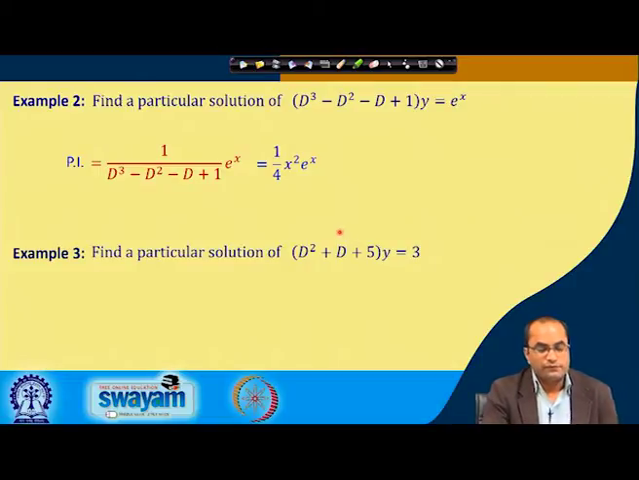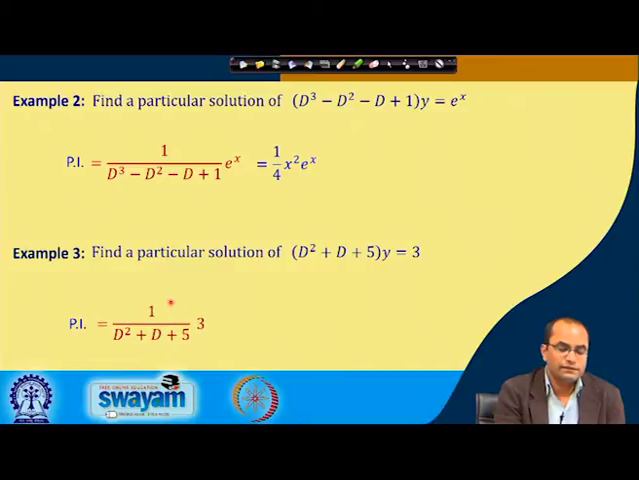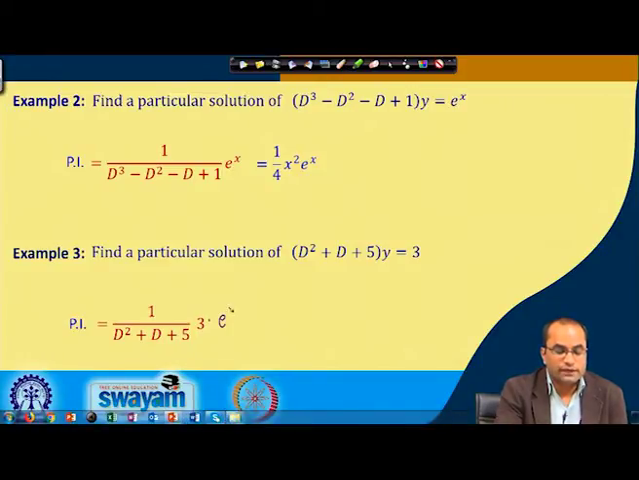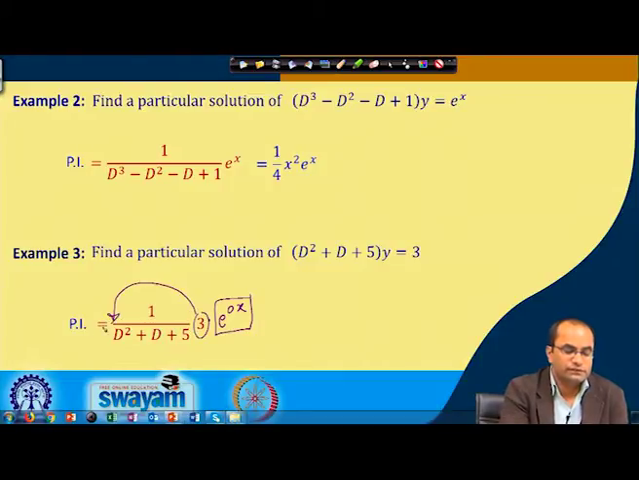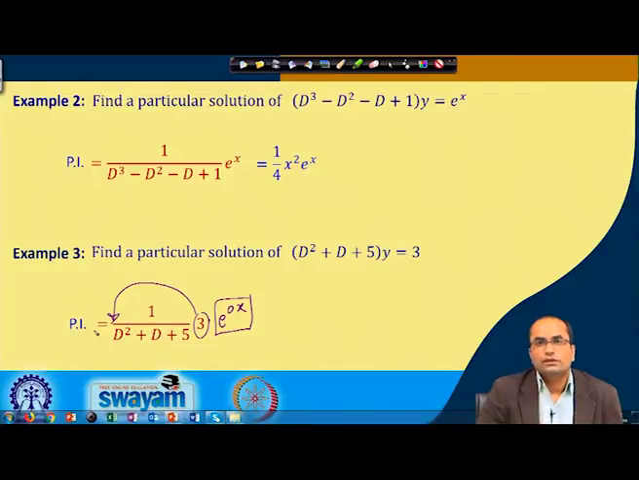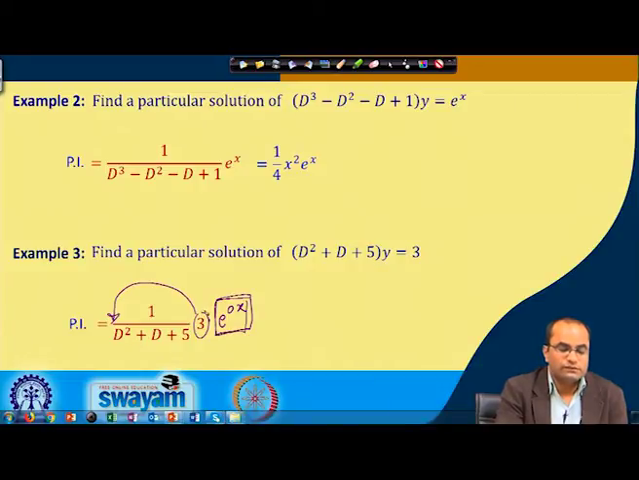In the next problem, this is the last for today, we have d square plus d plus 5 y is equal to 3. The idea here is that this particular integral will be 1 over this d square plus d plus 5, and we have this 3. The 3 anyway we can take out of this operator, since it is a constant, but there will be 1 here. That 1 we can write down as e power 0 x; that is the trick we are using here. 3 we can take outside of this operator, because this operator will not do anything with the constant, and here e power 0 x is now replacing 1.